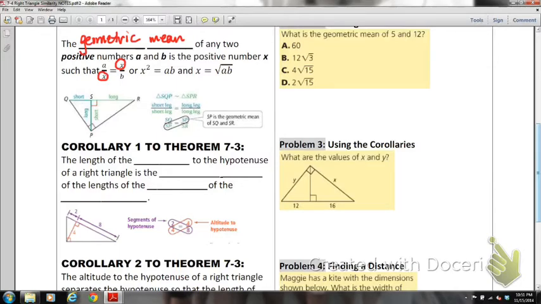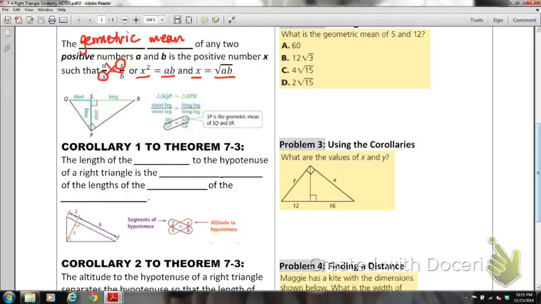By definition, the geometric mean of any two positive numbers a and b is the positive number x, such that a over x equals x over b. Or if you cross multiply, x times x is x squared, and a times b is ab. And then if you take the square root of both sides, you get x equals the square root of ab. So that's just the definition of a geometric mean.